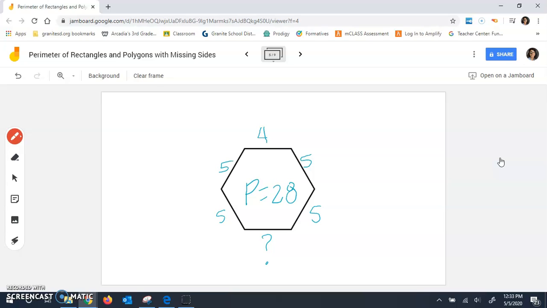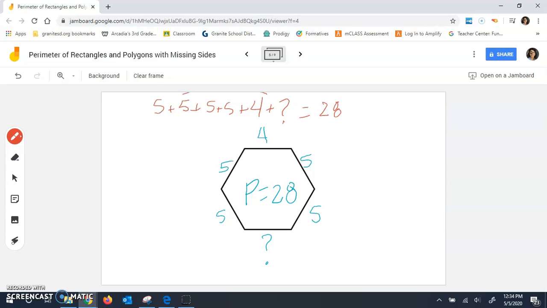Let's look at this one. So this one says our perimeter is 28. And this one isn't as cut and dry because it's not a rectangle or a square. So we actually have to do some work here. Let's say we start by adding all of the sides that we know, because what this is saying is 5 plus 5 plus 5 plus 5 plus 4 plus something gets us to 28. That is what it's saying.